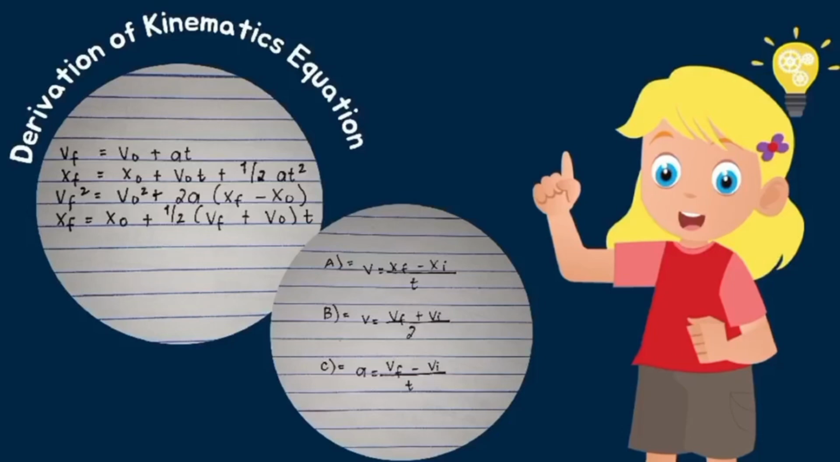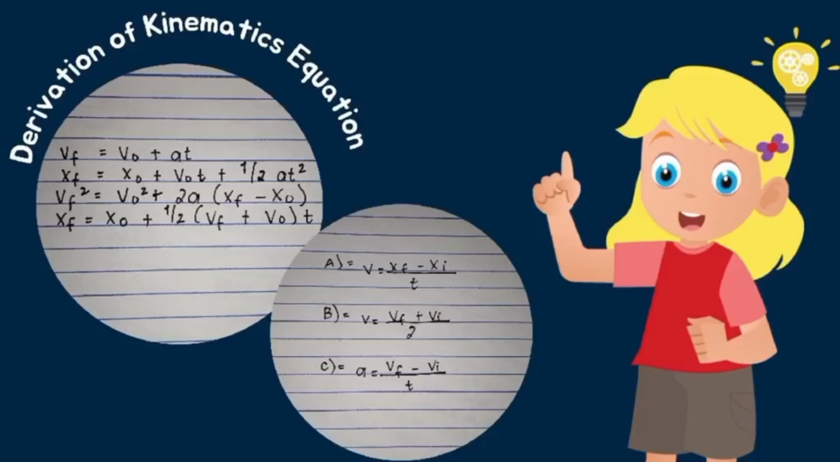And the final one, the fourth equation: x sub f equals x sub 0 plus 1/2 times v sub x plus v sub 0 times time.